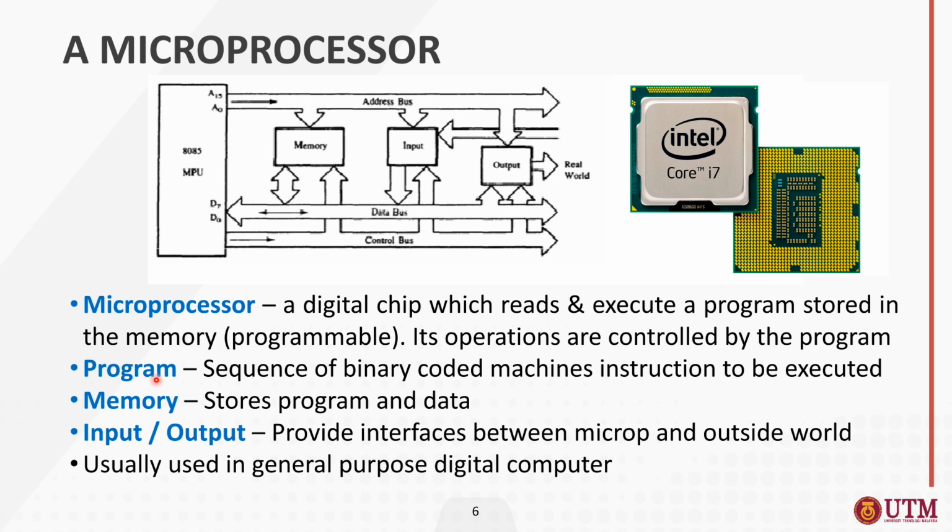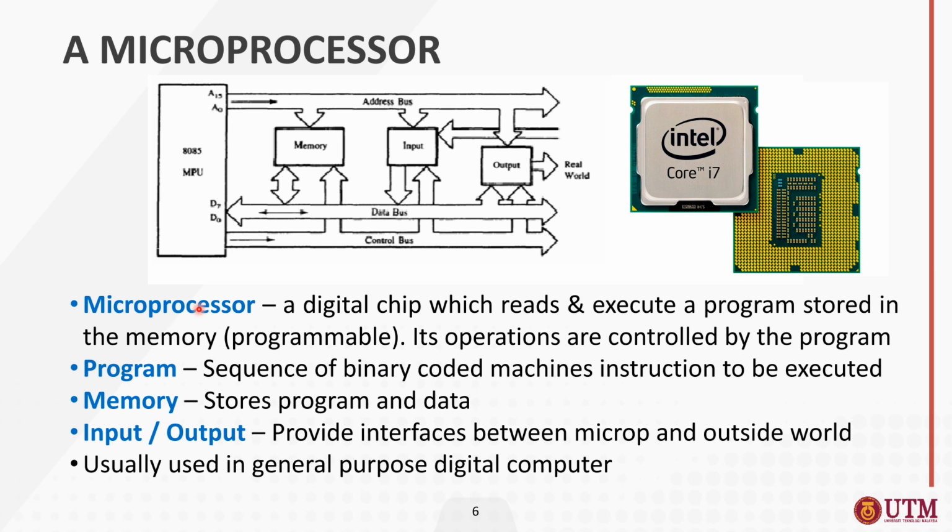The program is actually a sequence of binary coded machine instructions to be executed. So what is actually inside the program is just binary coded instructions, right? For example, when you use a computer and you have a processor, for example an Intel Core i7, and right now you are running Microsoft Word, when you are typing inside Microsoft Word, those processes are being processed by the microprocessor.